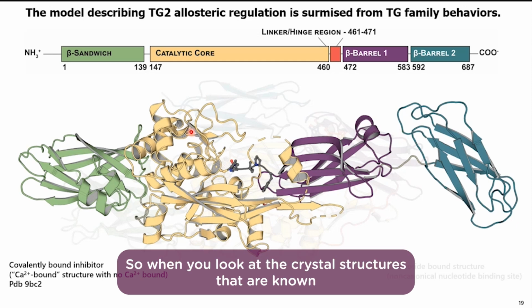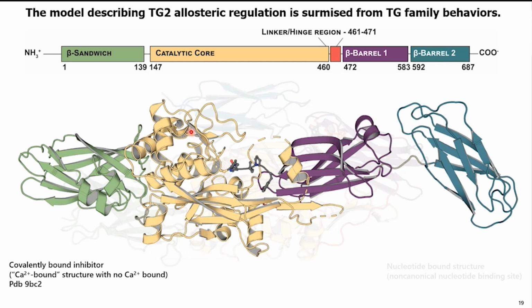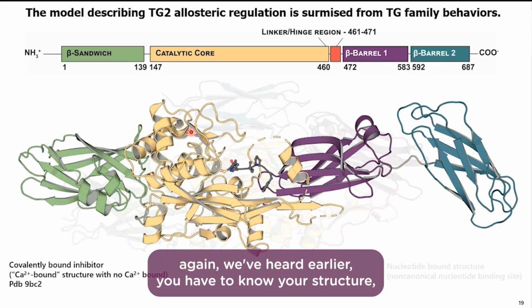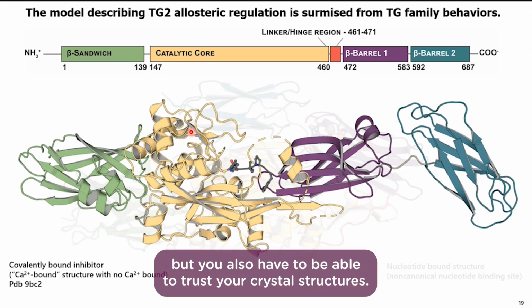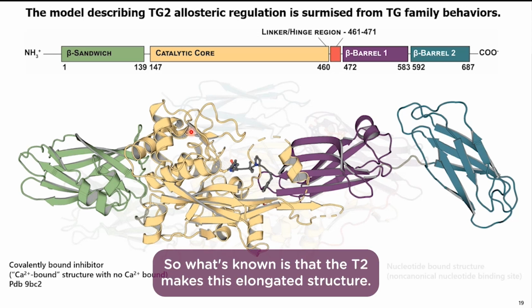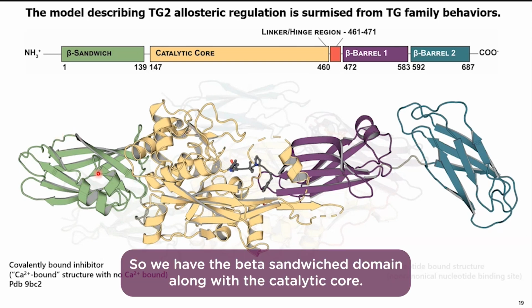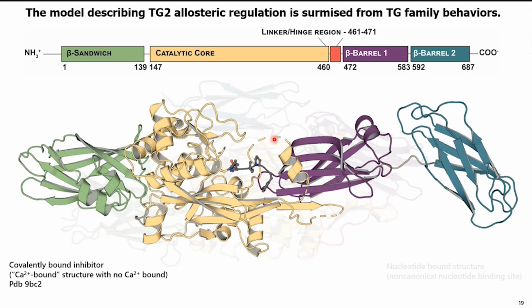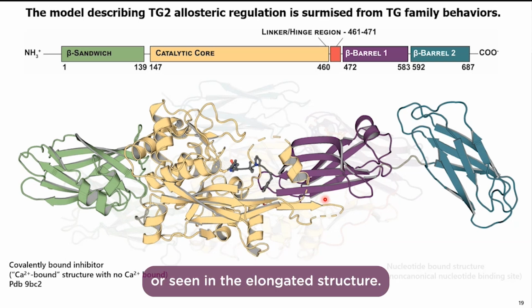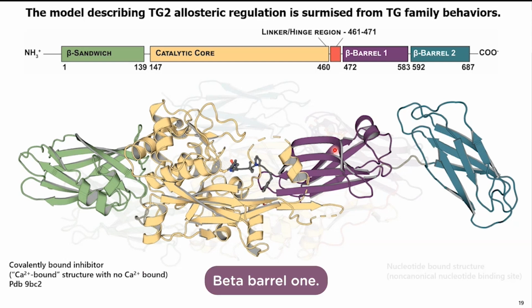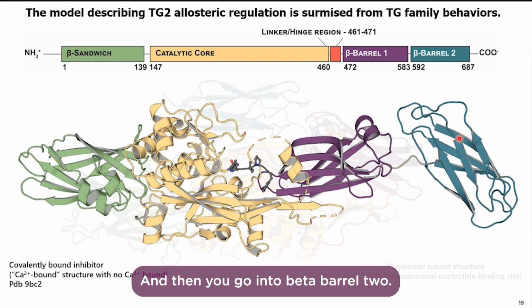So when you look at the crystal structures that are known, again, we've heard earlier, you have to know your structure, but you also have to be able to trust your crystal structures, right? So what's known is that the TG2 makes this elongated structure. So we have the beta sandwich domain along with the catalytic core. It goes into a linker region that's not shown or seen in the elongated structure, beta barrel 1, and then you go into beta barrel 2.